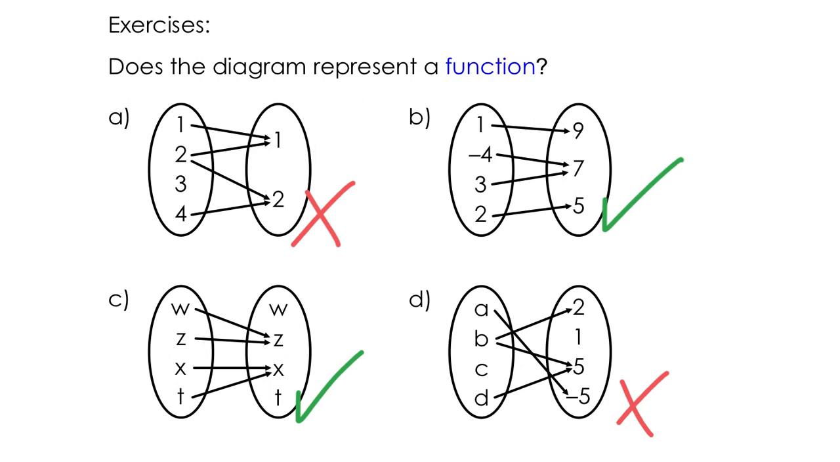The first one is not a function because if we look at this input, it has 2 arrows coming out of it. That signifies that it has 2 different outputs for the same input, not a function. The second one is a function because each input has only 1 line coming from it. It only has 1 output each. Same with the next one. Each input has only 1 output. The last one, this input, B, has more than 1 output. So it is not a function in this diagram.